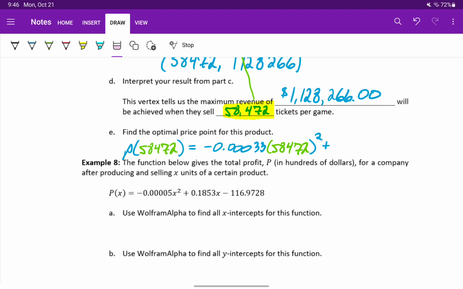Oh, I'm sorry. That shouldn't be. I was plugging that into the revenue function. We want to plug it just into the price demand function. Which we could do with Wolfram Alpha or a basic calculator. And we would get approximately $19.30 as the optimal price point that would yield this number of tickets sold and generate that optimal revenue that we found.